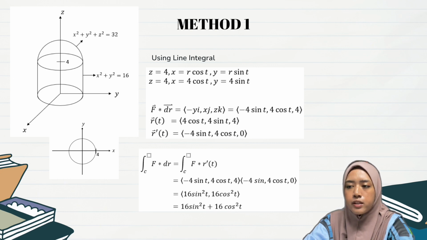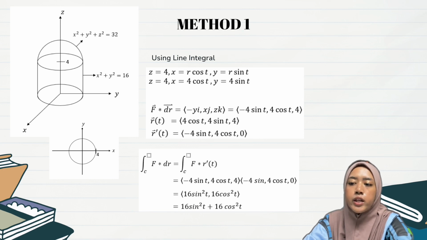So for F, we need to use the function negative y i, x j, and z k. We simplify the value into x, y, and z. The value of F is negative 4 sin t, 4 cos t, and 4. After that, we need to find r(t). The value of r(t) is 4 cos t, 4 sin t, and 4. And then, the value of r prime t is negative 4 sin t, 4 cos t, and 0.